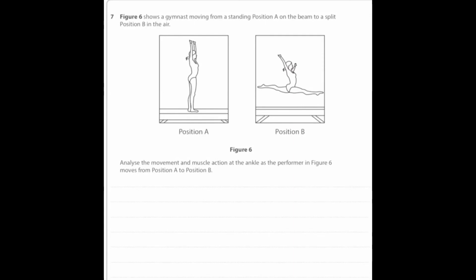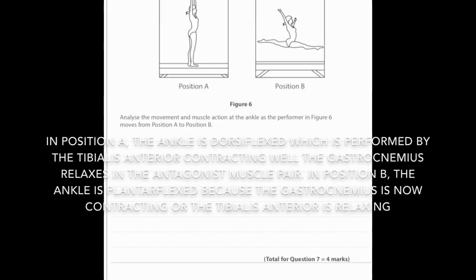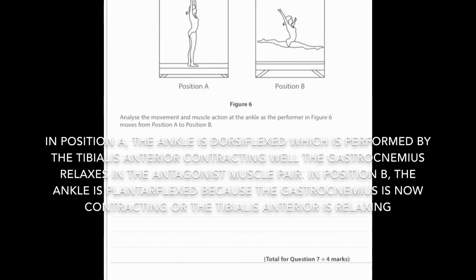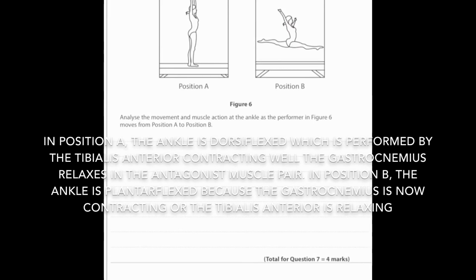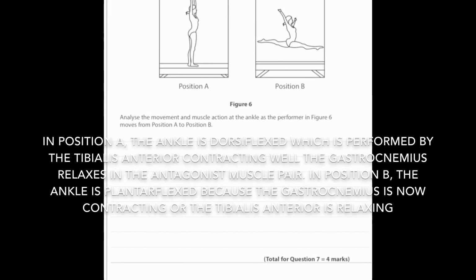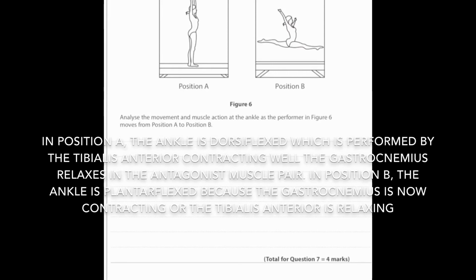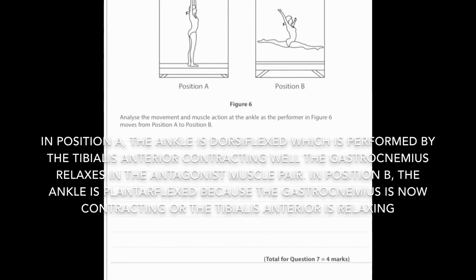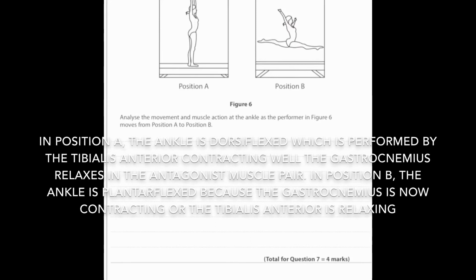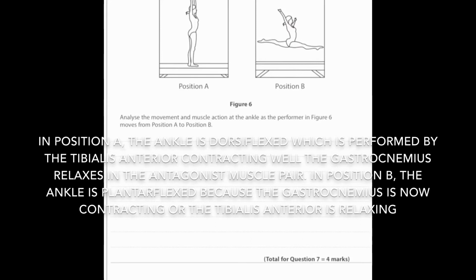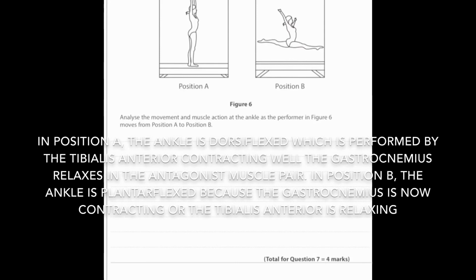So what I would put for this question is, in position A, the ankle is dorsiflexed, which is performed by the tibialis anterior contracting while the gastrocnemius relaxes in the antagonistic muscle pair. In position B, the ankle is plantar flexed because the gastrocnemius is now contracting while the tibialis anterior is relaxing.